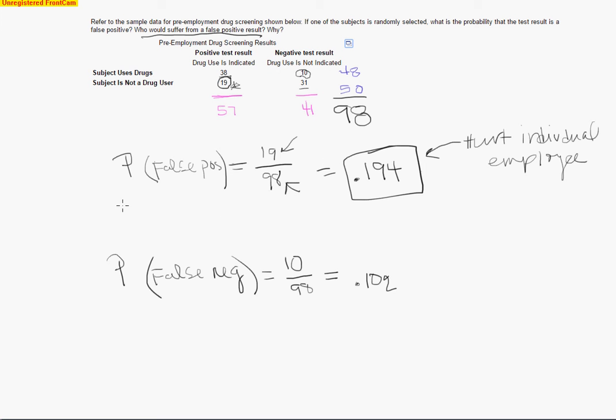How about the false negative? Who does that hurt? These are people who use drugs but tested negative. This might, in fact, hurt the company, because then they have employees that are drug users working at their company, which isn't always so good.